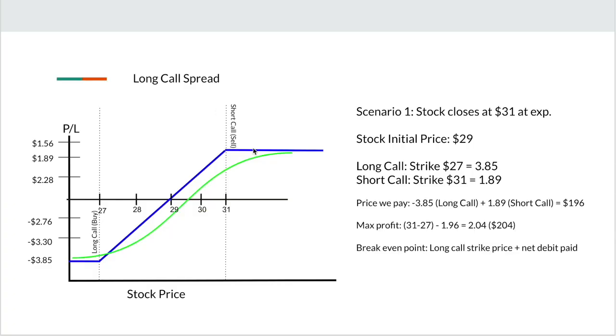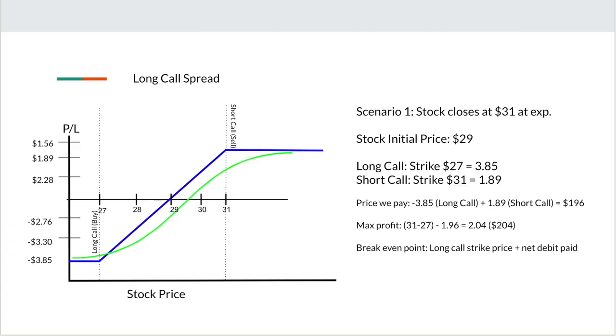Comparing that to the long call spread, if the stock closed at 31, you'd actually end up collecting $204. The way you calculate that, as I stated, is you take the width of your spreads minus the initial amount you paid, and that gives you a total of $204. So there you go. There's a huge difference between your P&L.